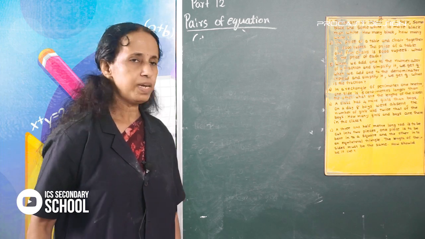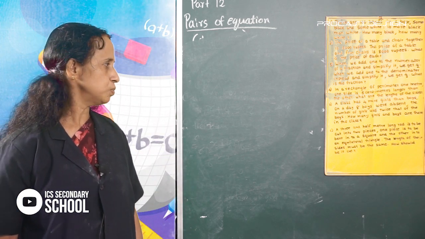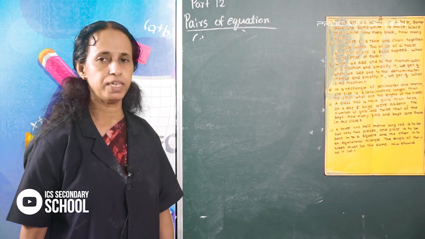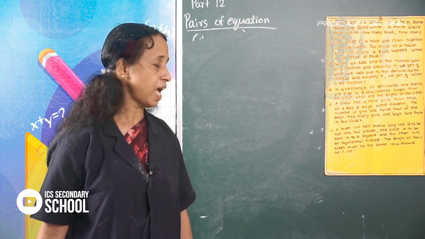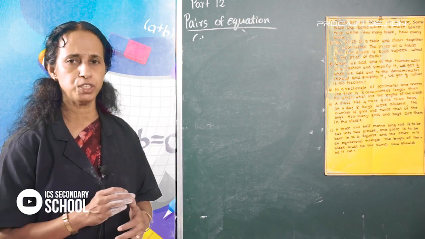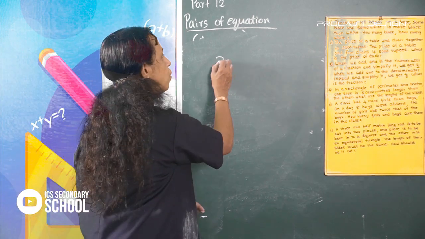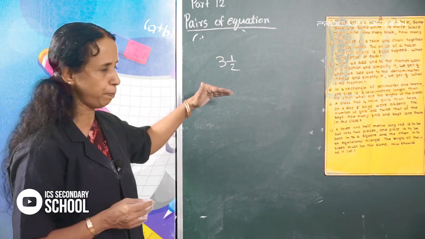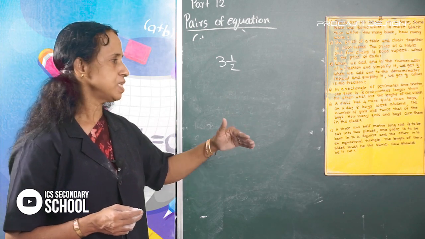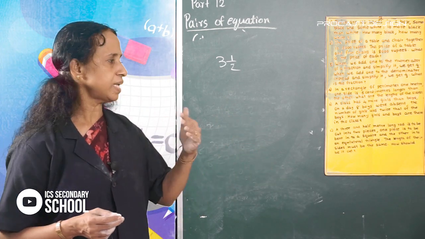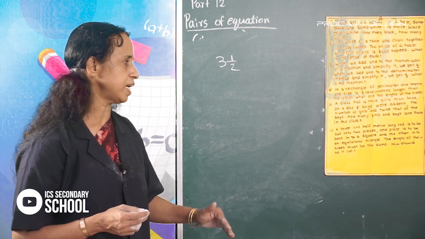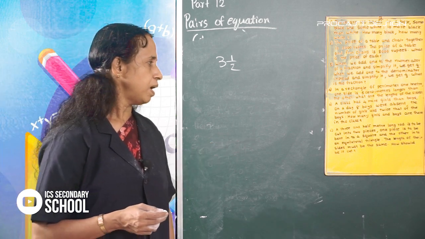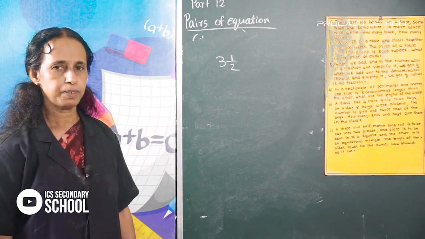Next, a 3.5 meter long rod is cut into two pieces. One piece is to be bent into a square and the other into an equilateral triangle. This is the question. A 3.5 meter long rod is cut into two pieces. One piece is bent into a square and the other piece is bent into an equilateral triangle. The length of the side must be the same. How should it be cut?